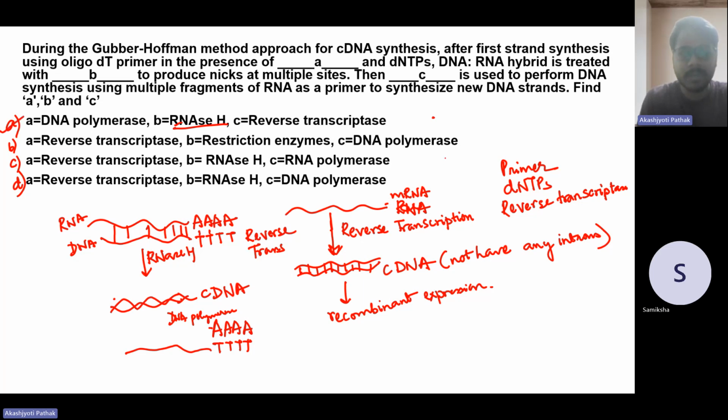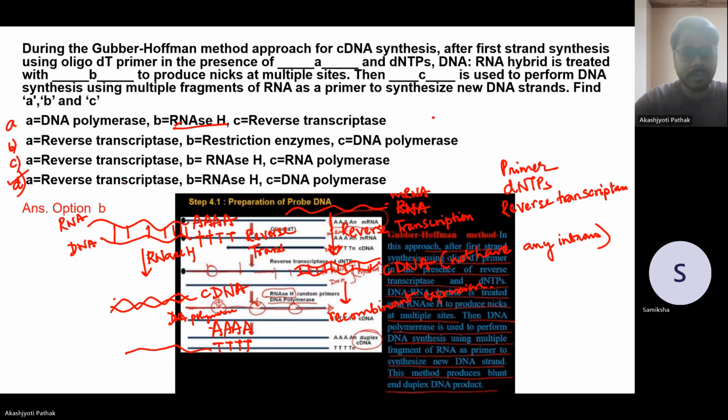So your correct answer is option D. Sorry, not option A. A is reverse transcriptase, B is RNase H, and C is DNA polymerase. Is the question clear now? This was also explained in your video lectures. So you see this figure.